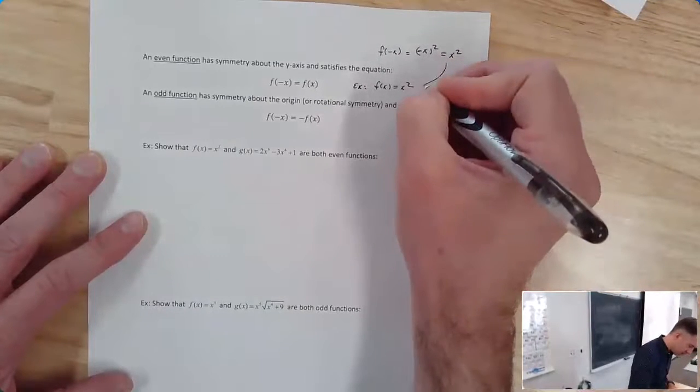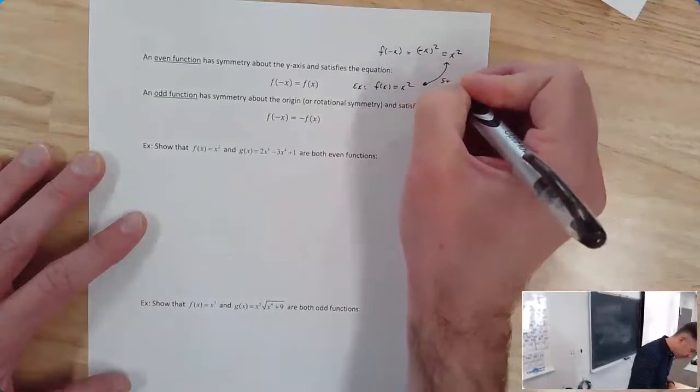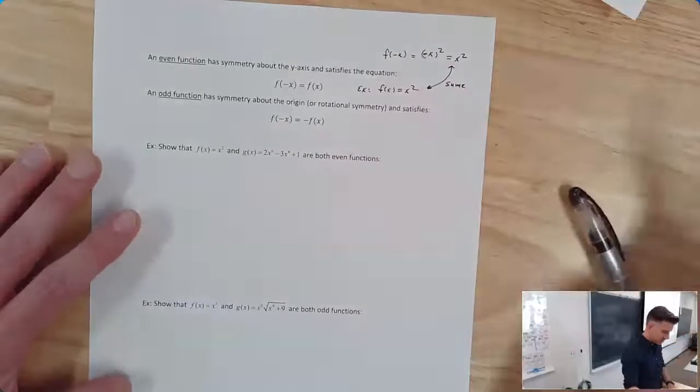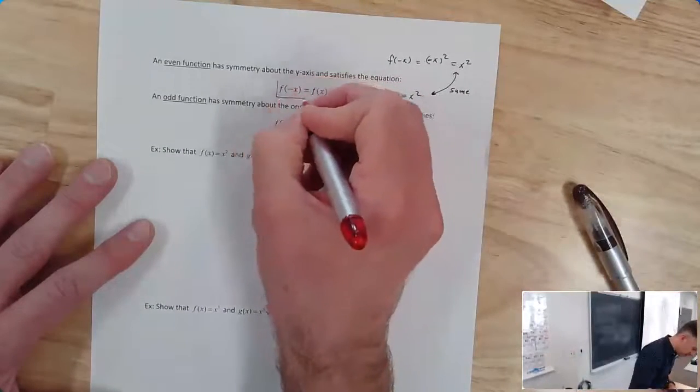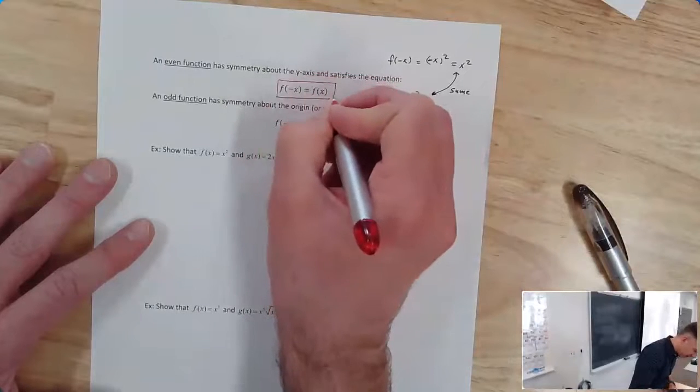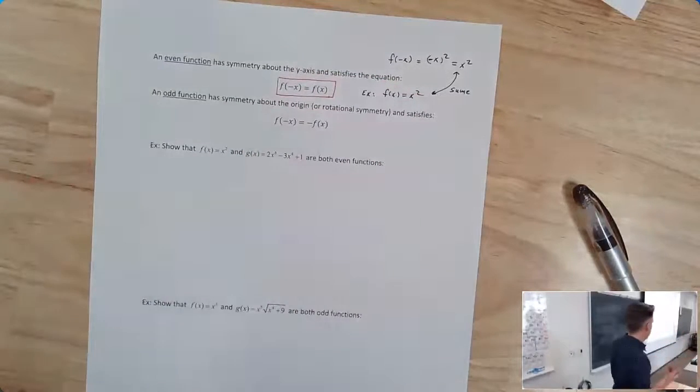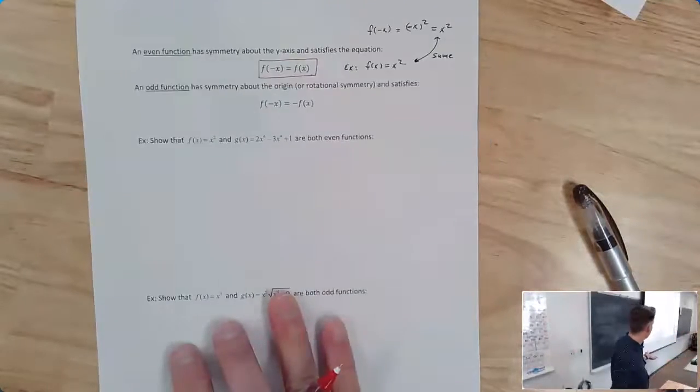Oh, look, those are the same. So that's what it means when you're trying to show that these are equal to each other. You're just subbing in negative x or x and then doing whatever multiplication to show that they're equal to each other.